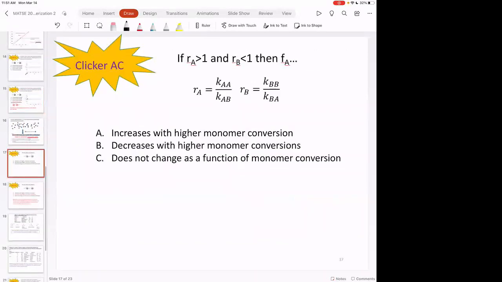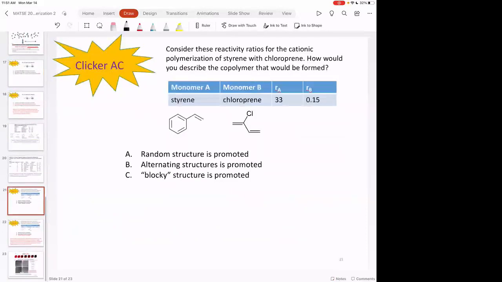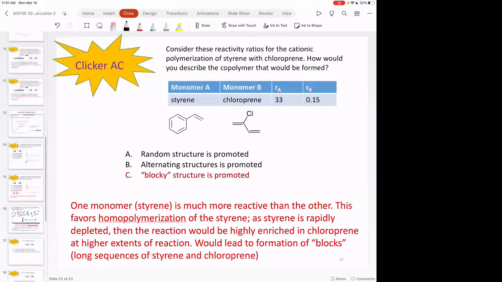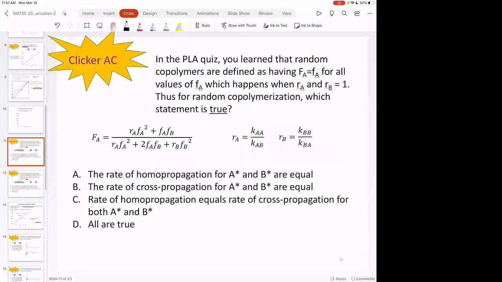All right. Clicker question. Oh, wait, we already did that clicker question. Sorry. This is a clicker question that I wanted to do. No, we already did that. All right. There was a good clicker question that I wanted to do. Oh, here we go.